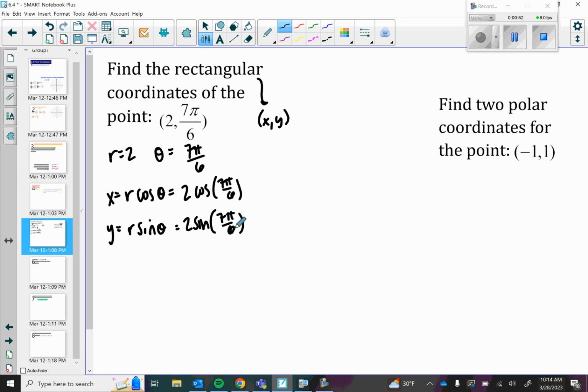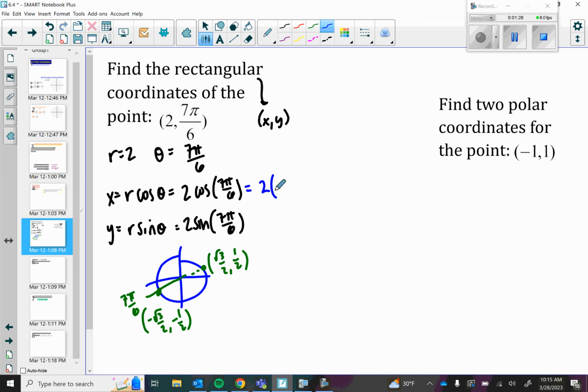This would be a problem that you could do with a calculator, but we could also very much do it using the unit circle. So if we think about where 7 pi over 6 is, it would be down here. This point down here is similar to our first one up here, which would be square root of 3 over 2, 1/2. So down here is negative square root of 3 over 2, negative 1/2. That means we have 2 times sine is y and the cosine is x, so 2 times negative square root of 3 over 2, and 2 times negative 1/2, to get negative square root of 3, negative 1 as our final answer.